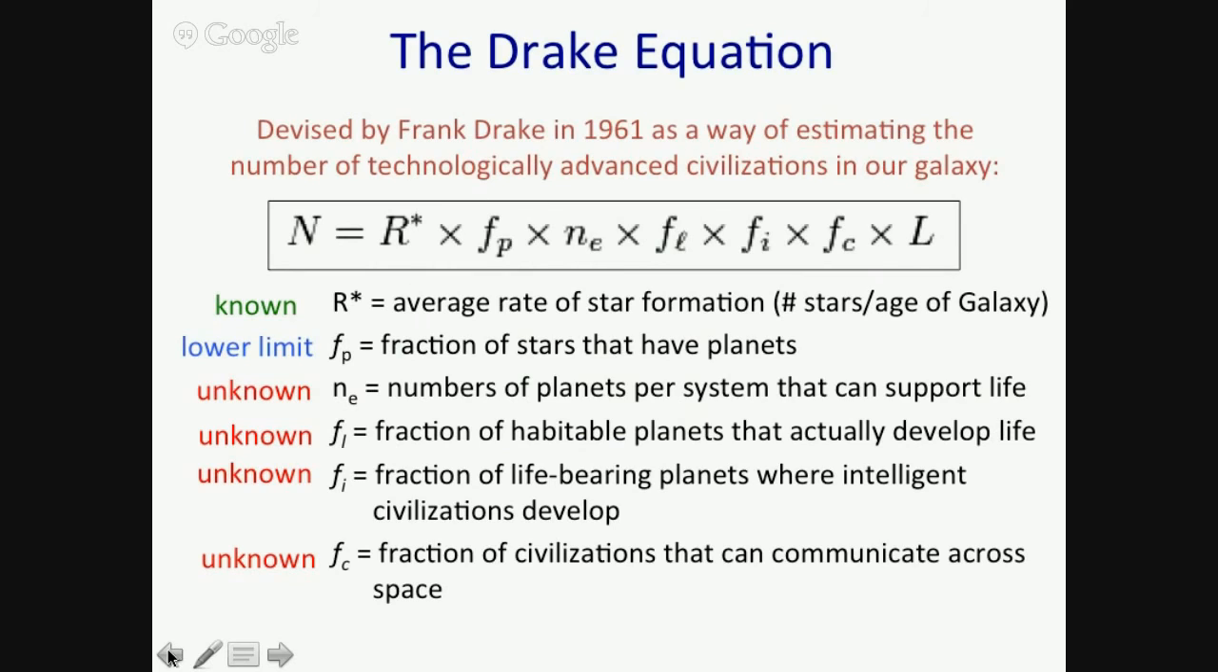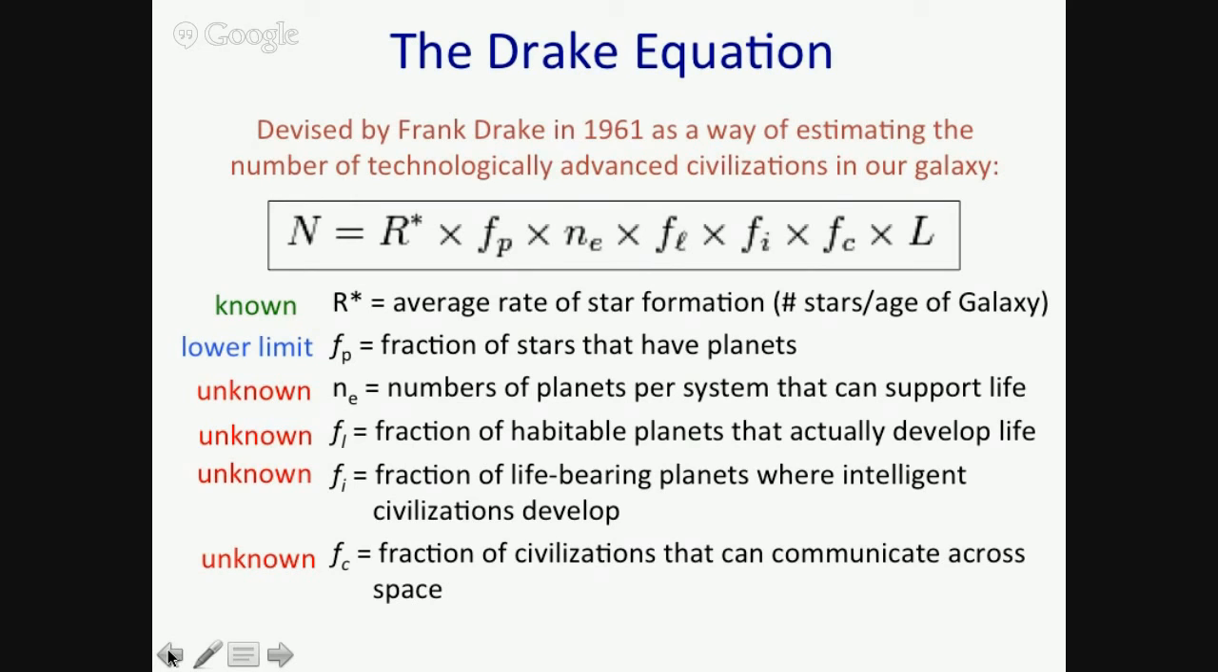All right, so that's unknown. And then you have to go even further than that. You can have an intelligent civilization. You can have a pod of dolphins that's talking to each other. But are they actually a pod of dolphins that you can communicate with out in space? And so this next fraction talks about the fraction of civilizations that communicate across space.